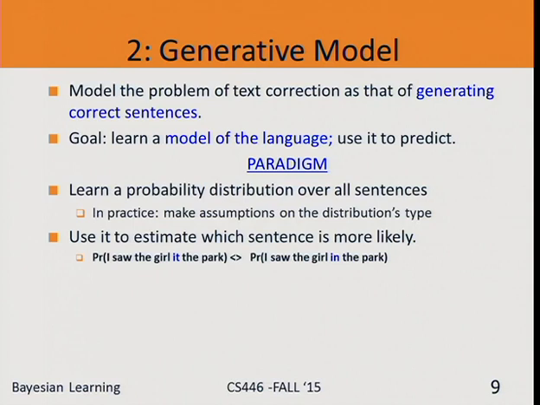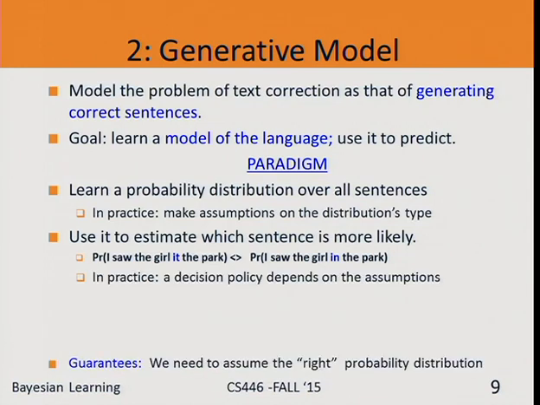So is the probability under this model that I've learned of "I saw the girl eat the park" smaller or larger than "I saw the girl in the park"? And hopefully if we learn a good language model, we'll decide that this one has higher probability. But notice that once we've learned this model, we can actually make a lot of decisions relative to it, not necessarily just the "it"-"in" decision. We can make a lot of others. On the other hand, we probably learn something that is a little bit heavier, in general at least, than just the "it"-"in" rule. So, again, in practice, the decision policy is going to depend on assumptions.